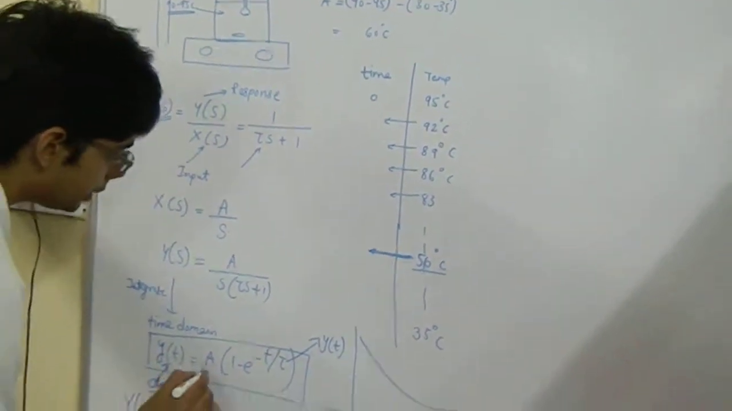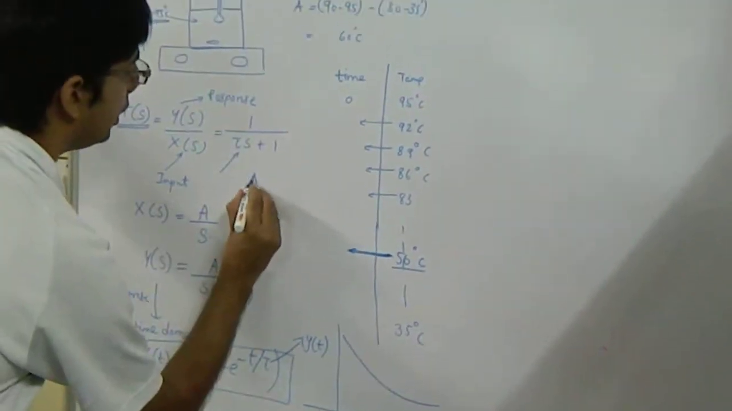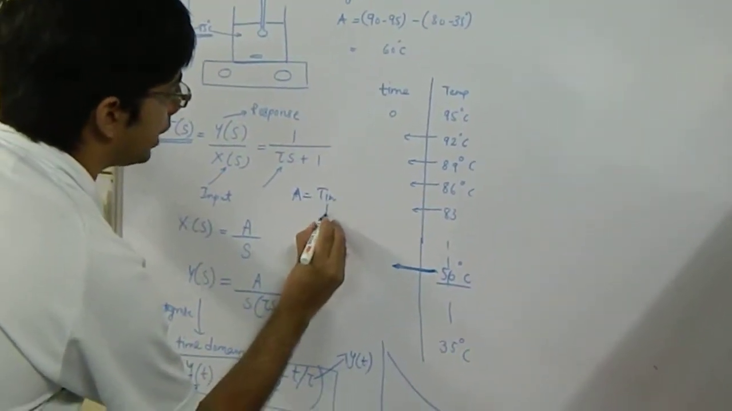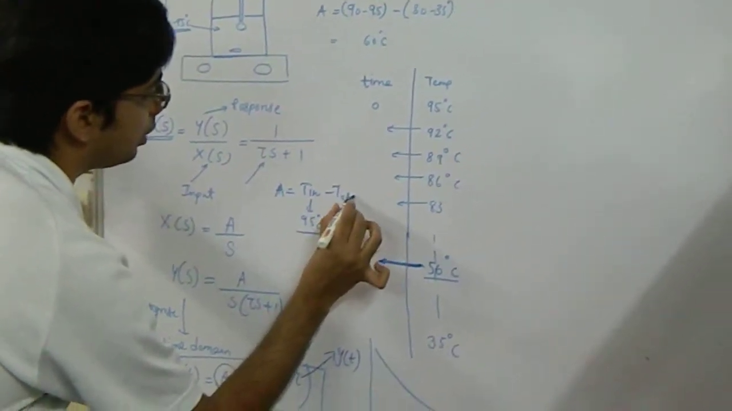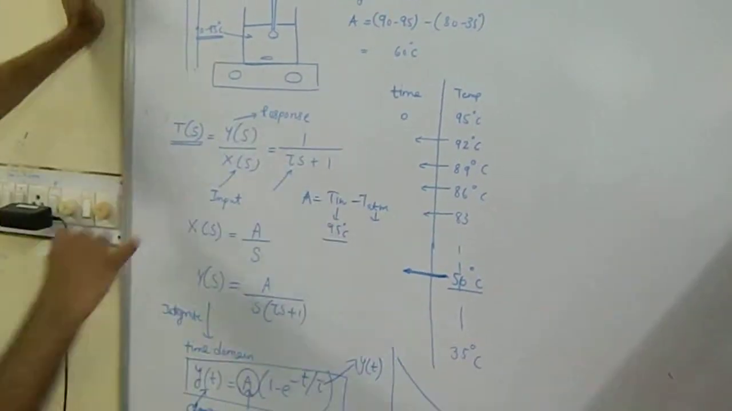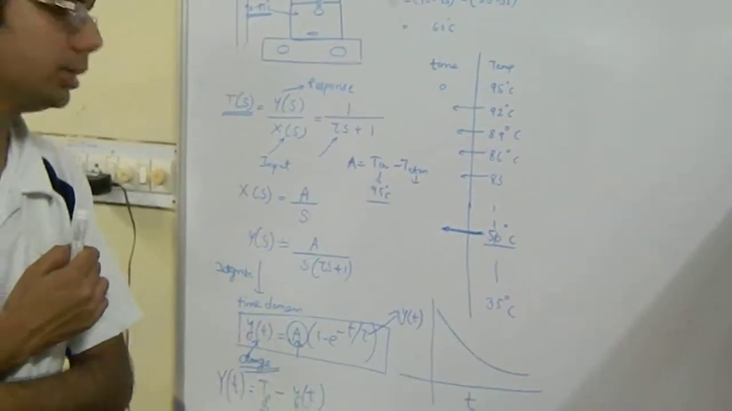Another unknown in this is A, which is the step change. This step change is nothing but T initial, which is 95 from where you have started the experiment, minus T atmosphere, that is the temperature of the atmosphere, that's what the temperature you have exposed the system.